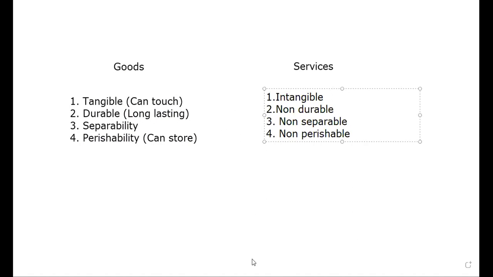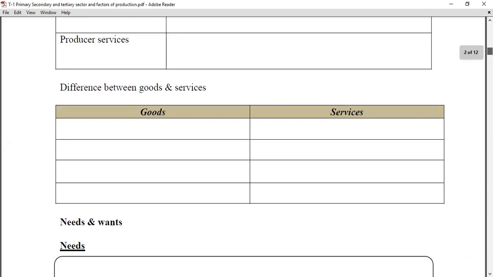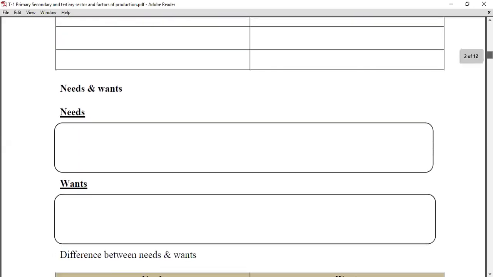So this is the point that you have to write down in this table, right? I hope everyone fills in the blanks here. Let's go to the next topic, needs and wants.